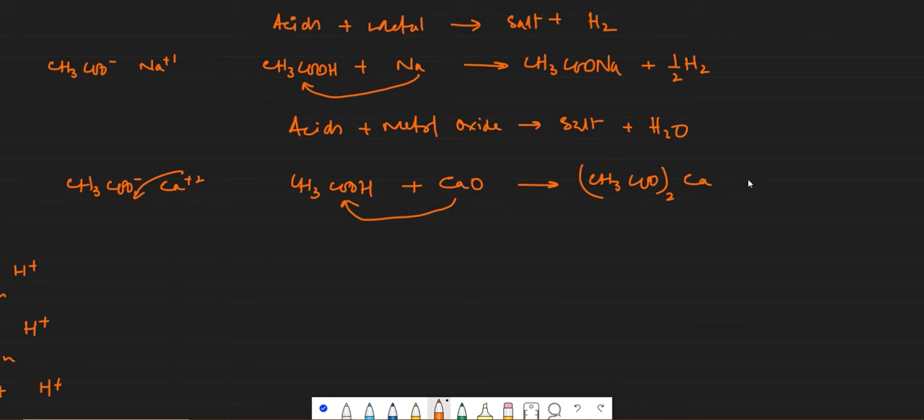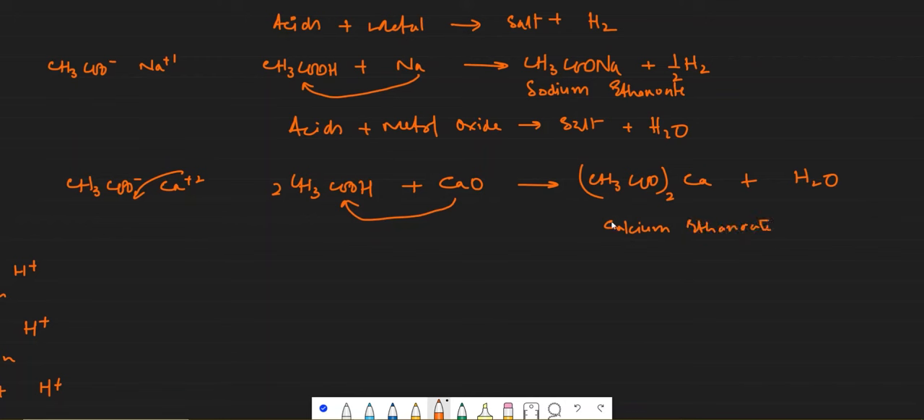Okay, and water is also released. Sorry, there are 2 CH3COOs. There will be 2 CH3COOs, as the hydrogen became 2. Hydrogen is already 2. You should also know how to name them. This is ethanoate, so you will call it sodium ethanoate. And you will call this calcium ethanoate.